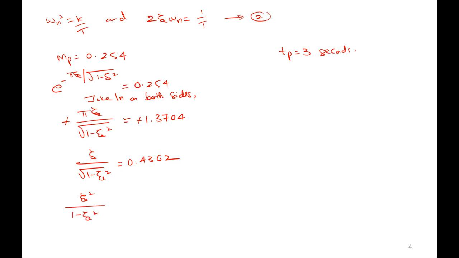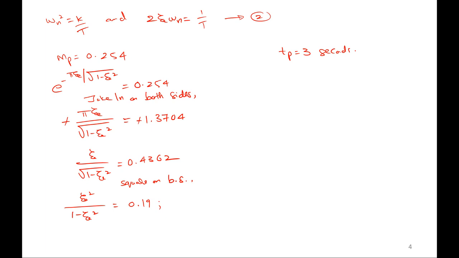The root will get cancelled, so it is equal to 0.4362 whole square. Square on both sides. 0.4362 whole square, I am getting it as 0.1902. Let me restrict it to 0.19 here. Okay, I want to find out the value of z.